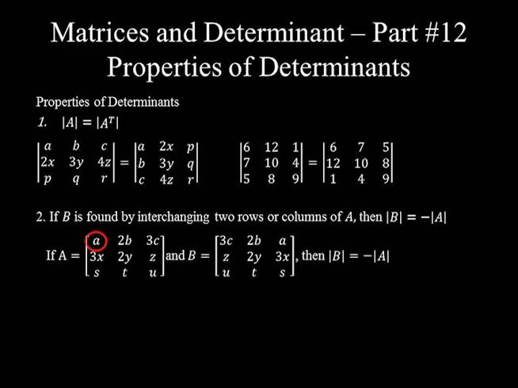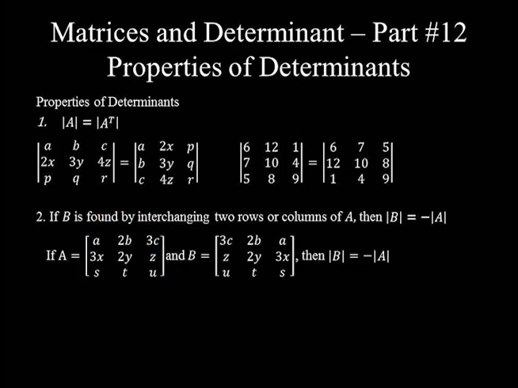A in the first row, first column of matrix A becomes A in the first row, third column of matrix B. 3x in the second row, first column of matrix A becomes 3x in the second row, third column of matrix B. S in the third row, first column of matrix A becomes S in the third row, third column of matrix B. This shows us that column 1 of matrix A becomes column 3 of matrix B. If you analyze column 3 of matrix A, it becomes column 1 of matrix B. In other words, matrix B is found by interchanging column 1 and column 3 of matrix A. That's why the determinant of matrix B equals the negative of the determinant of matrix A.